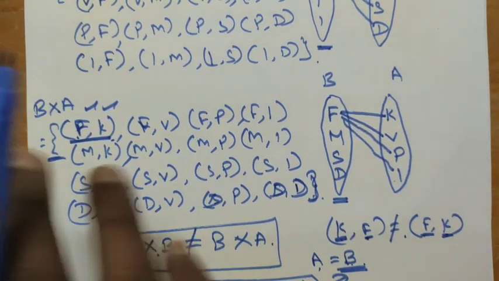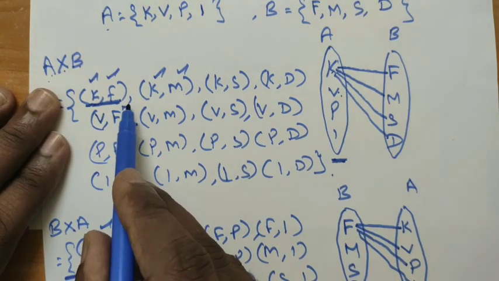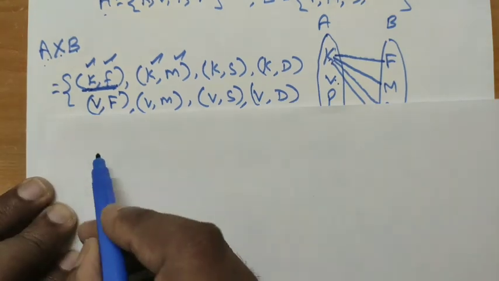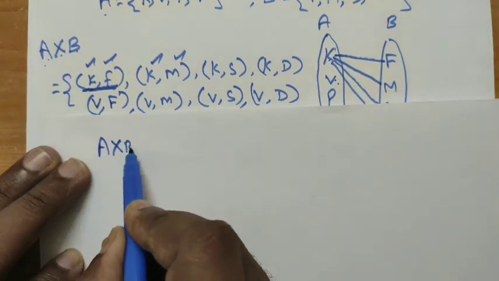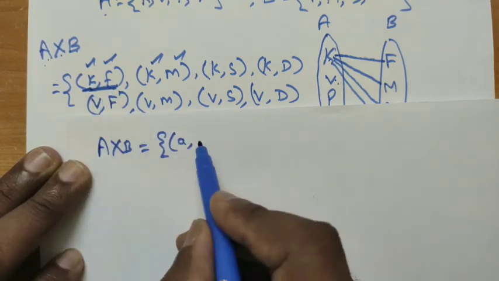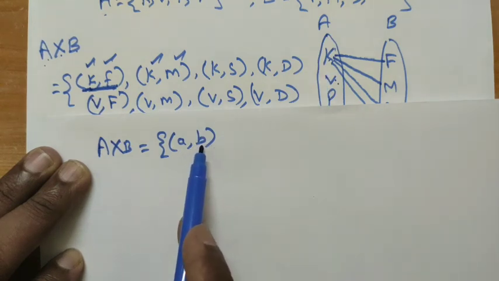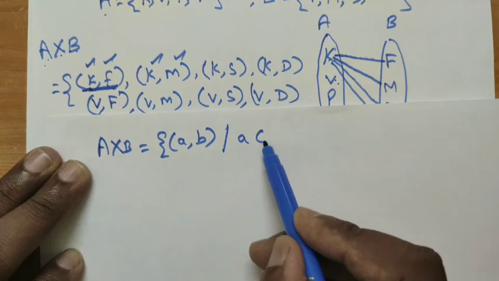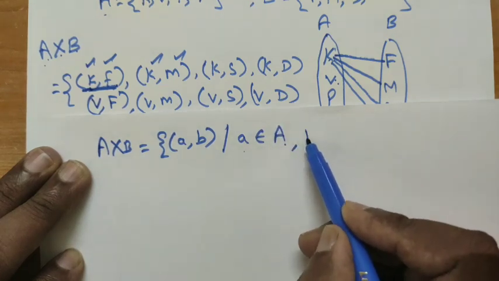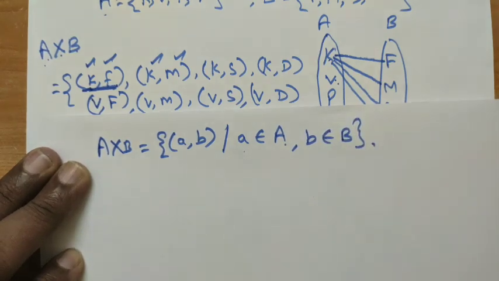Now we go to the definition for the Cartesian product. The Cartesian product is always in the product form. Let's see the definition. Now how do we write this? A cross B is equal to the set of first set element a and second set element b, such that a belongs to the first set and element b belongs to the second set. That is the condition for the Cartesian product.